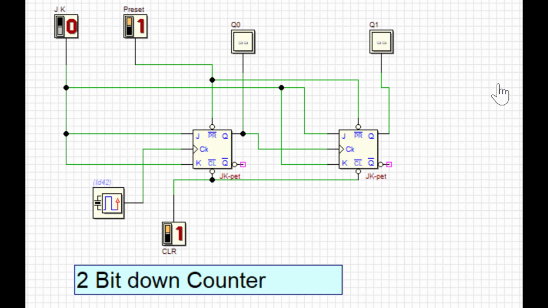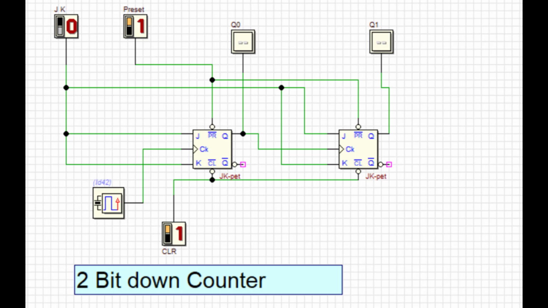Now let us simulate the 2-bit down counter. You can see here the same circuit we discussed just now. I have taken two JK flip-flops whose J and K are connected to the power supply or VCC, or I can make a control input which can be made 0 or 1 depending on our requirement, and preset and clear are connected. This is my clock. The major difference is that this time my Q is connected as a clock to the second flip-flop. In the previous case my Q bar was connected as a clock to the second flip-flop.